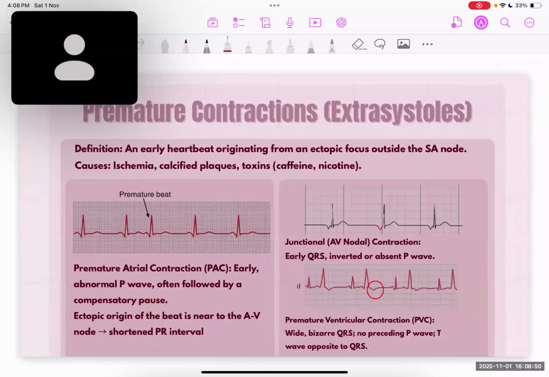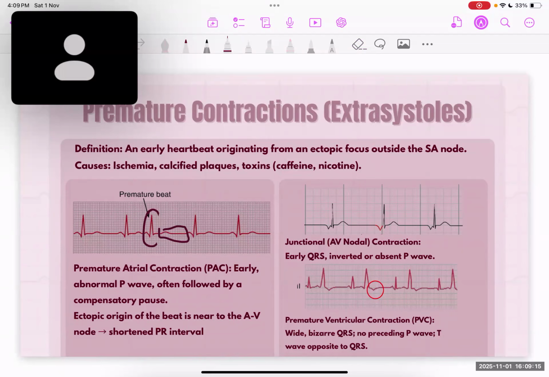We have premature atrial contractions, which are early abnormal P waves, which are often followed by a compensatory pause. So this is your premature beat, and because it's premature, so it happened before time, there is a pause afterwards. So this area is your pause because it's a premature beat.